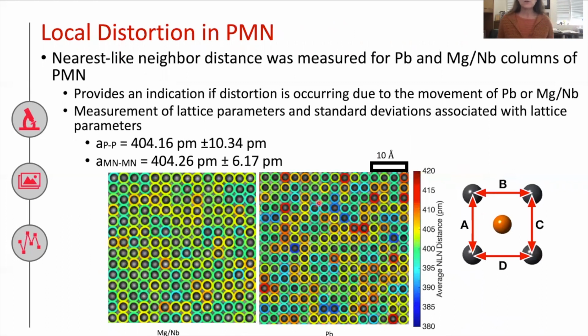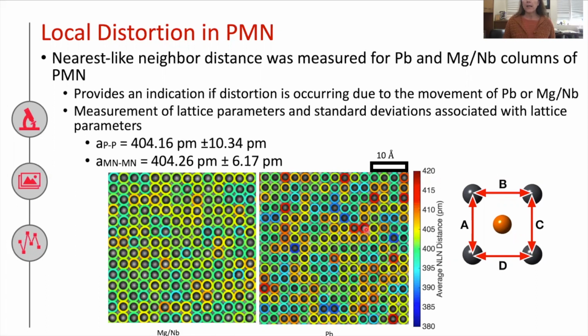The other thing we can do is look locally, and what I'm plotting here is local lattice parameter. This is off the B sublattice, where we again have a color scale that tells us something about the local nearest neighbor distances or the local lattice parameter. And here on the lead sublattice, you see a much larger variability. So again, this is consistent with, but a different way of presenting, the data.